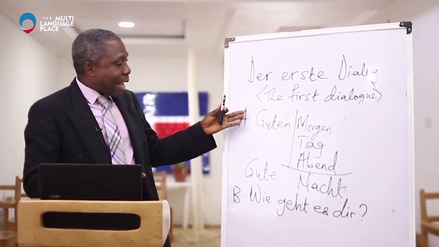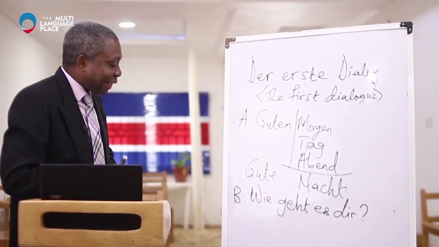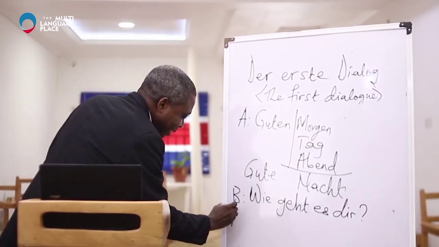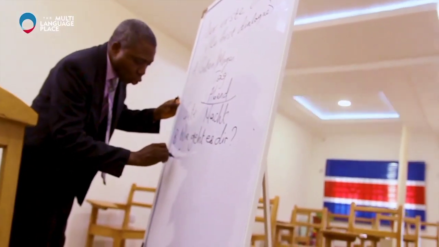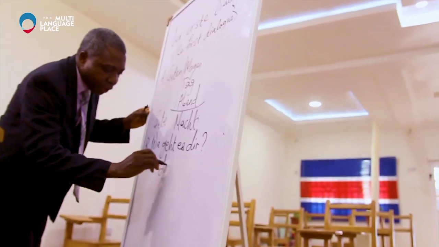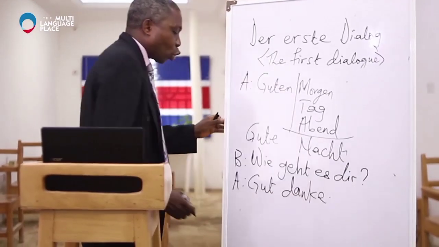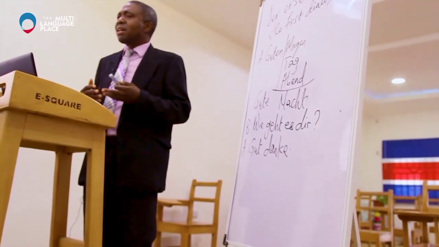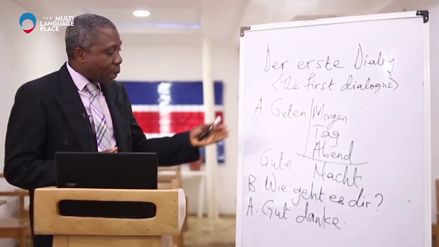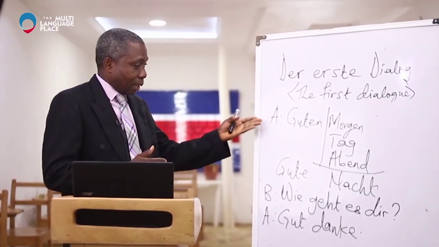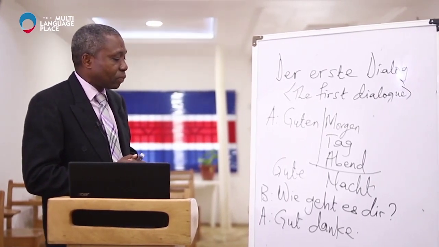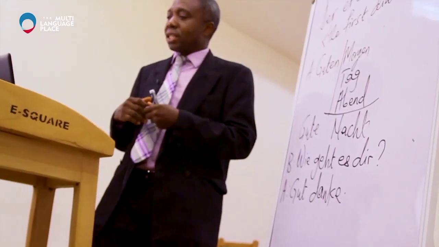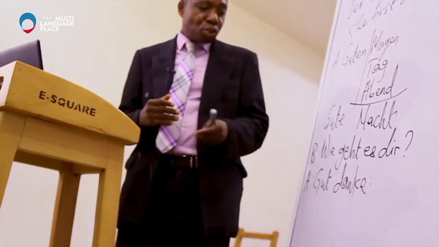Okay? And A says, Guten Morgen. And then B says, Wie geht es dir? And then A responds, Gut, danke. Gut, I believe we have met this word before. Gut, danke simply means fine, thank you. So we have a short conversation. Guten Morgen. Wie geht es dir? Gut, danke.